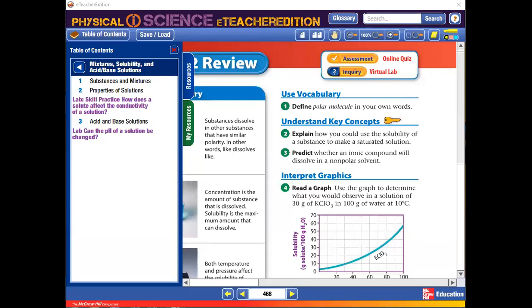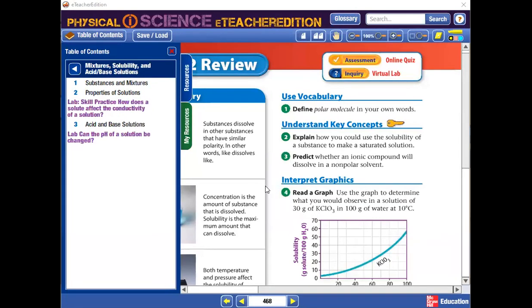Okay, so today we're gonna just make kind of this section review to revise, to check the most important definitions and the ideas of the lesson. So let's start here. If you know the answer, just raise your hand, guys. So here, first question: define polar molecule in your own words.